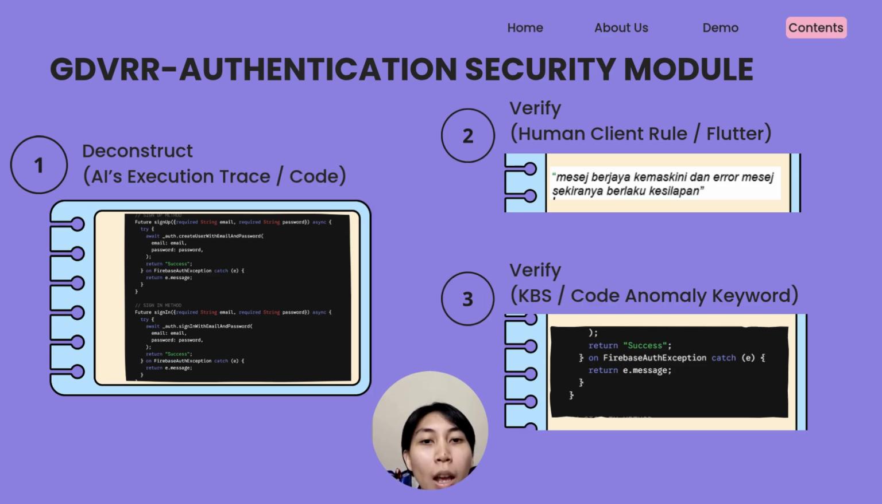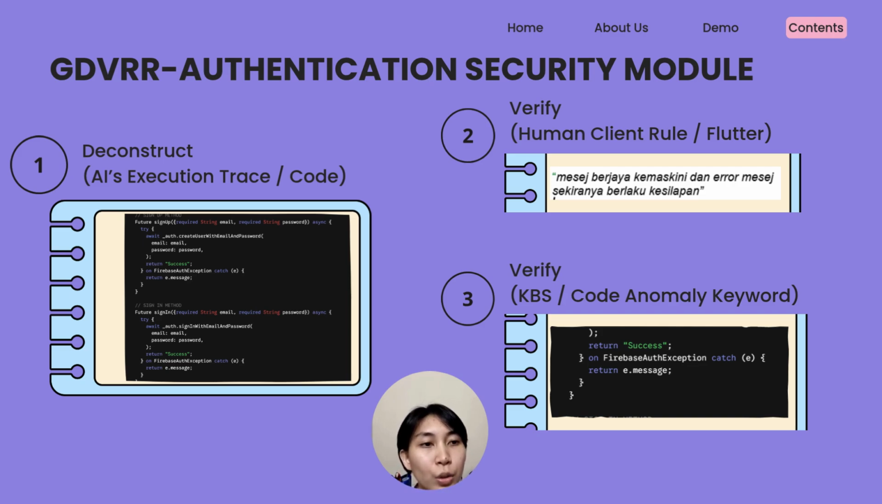As you can see, if a user registers and signs in, it works perfectly and it sends back the string text success. But in number two, which is verify, according to the requests of the human client, they said that they wanted a pop-up notification or error message if there's some error.